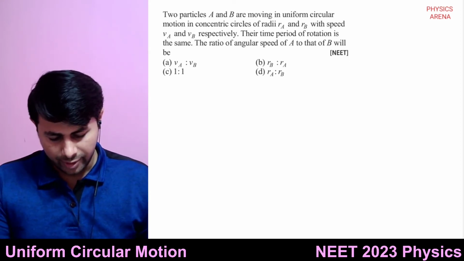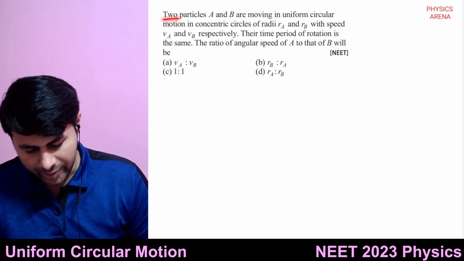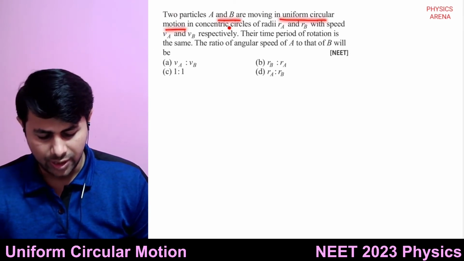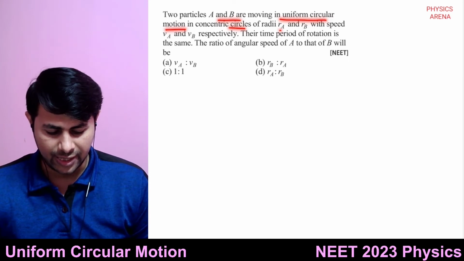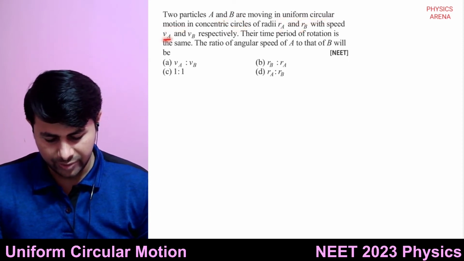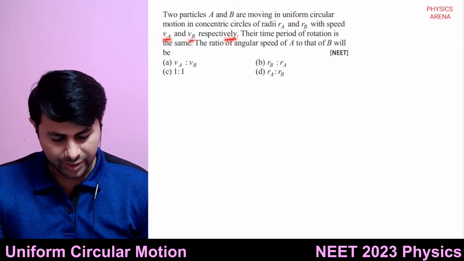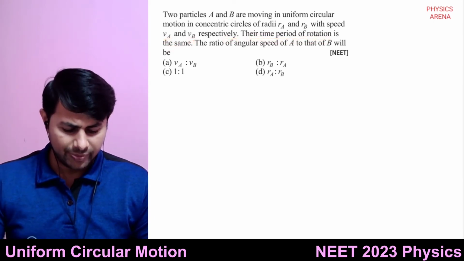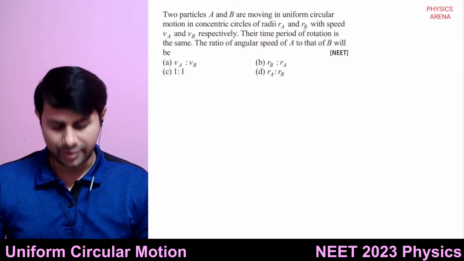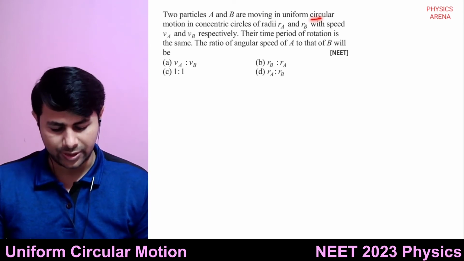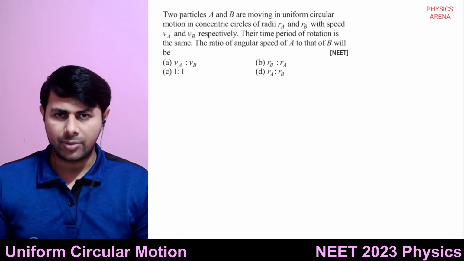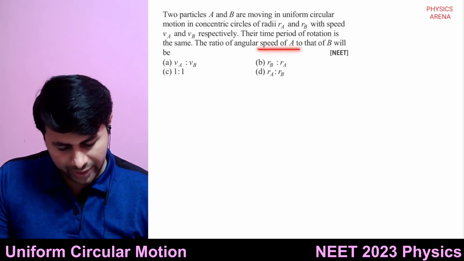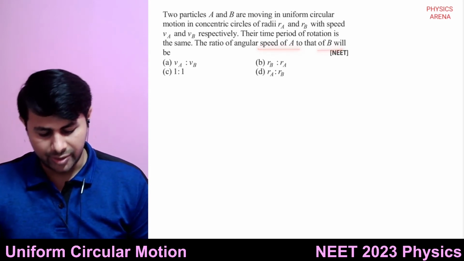Okay. So two particles A and B are moving in uniform circular motion in concentric circles of radii RA and RB with speed VA and VB respectively. The time period of revolution of both these particles is same. Then the ratio of angular speed of A to that of B will be.